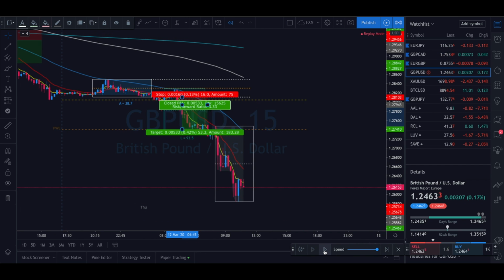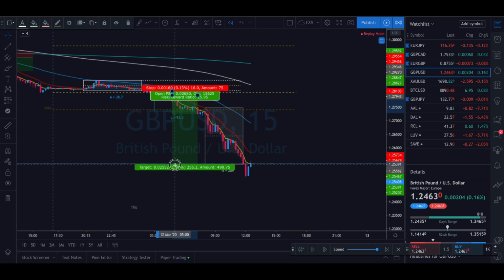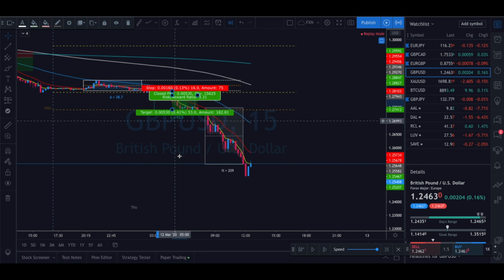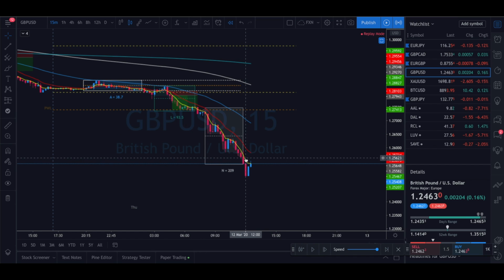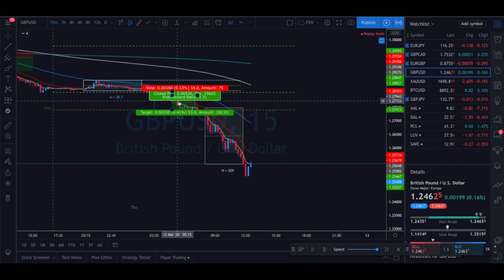So this keeps going down. That's, God, that's like 200 and some pips. Easily would have been a home run. All right. But if you get out on 53 pips and you leave all this on the table, you can't be upset about it because you followed the plan.